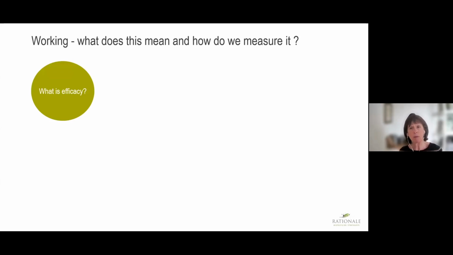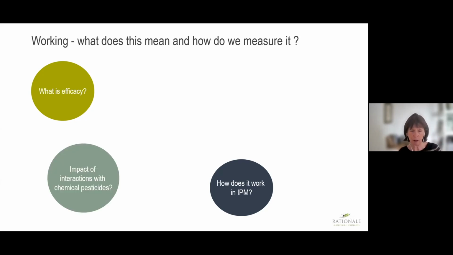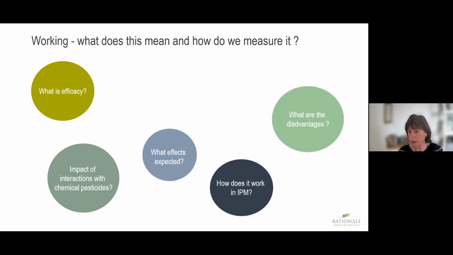What we need to think about when we think about something is working, what do we mean by the efficacy? Do we mean the 80%? Do we mean how this will work in my IPM program so it doesn't disturb my other interventions? What's the interaction of my biological biopesticide with the chemical pesticides in the system? What are the effects that I'm looking for? Are there disadvantages with the technology that I'm using?